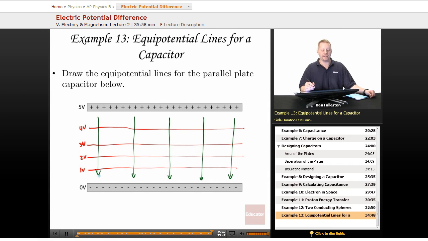All right, hopefully that gets you a good start on electric potential difference. We talked about electric potential energy and even some capacitors in there.